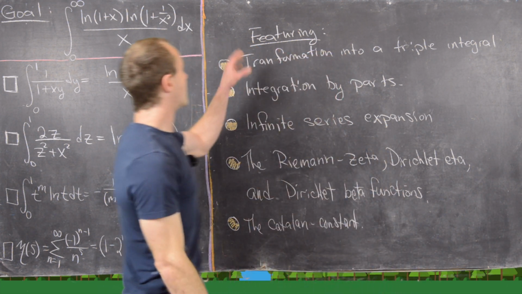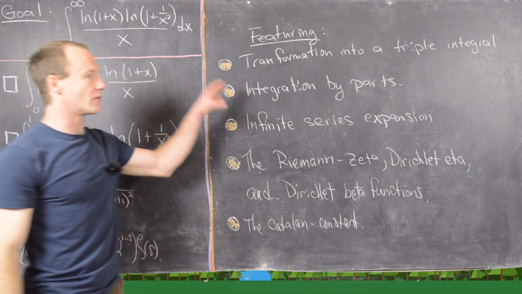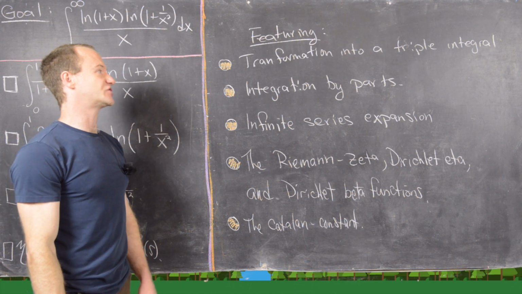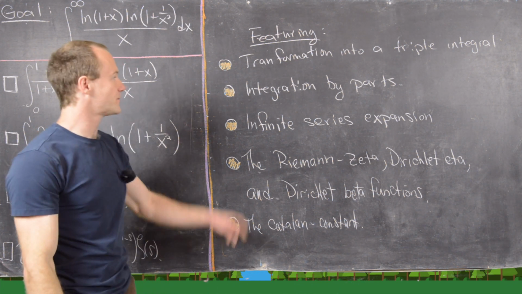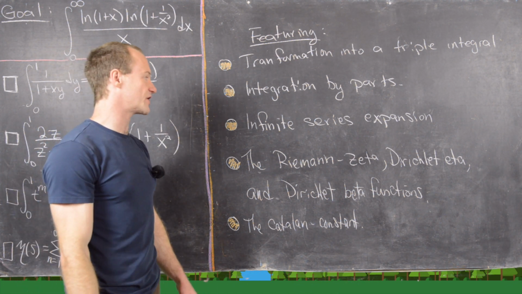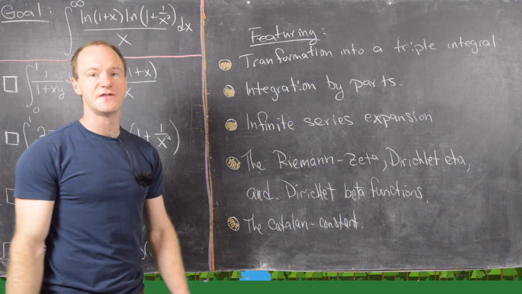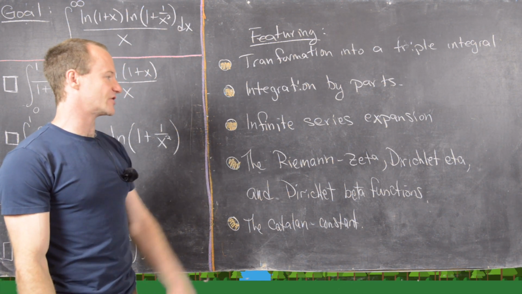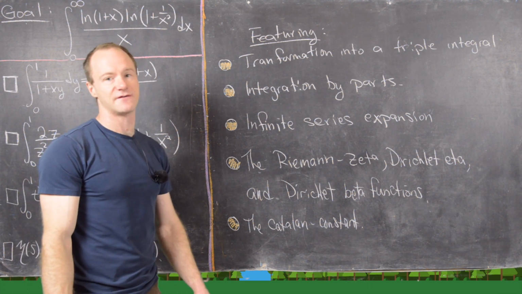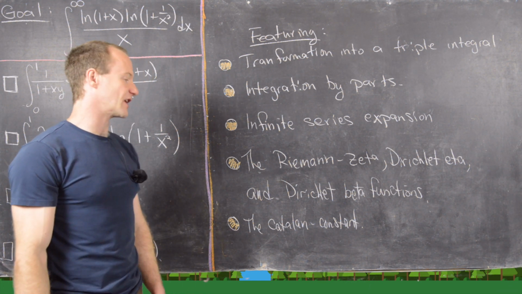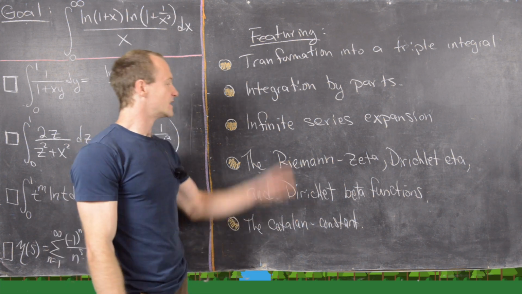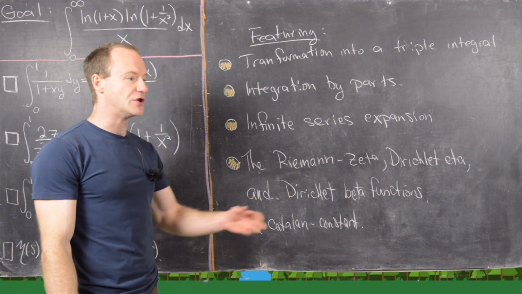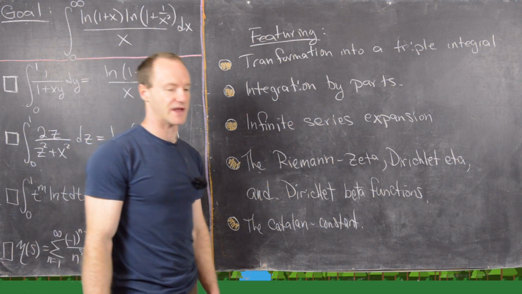And along the way, we're going to see the following things feature in this solution. The first is going to be transformation into a triple integral. Then we'll also use integration by parts. We'll do an infinite series expansion. We'll also see the Riemann zeta, Dirichlet eta, and Dirichlet beta functions. And finally, this thing called the Catalan constant. So this integral really provides us an opportunity to review and learn about a lot of different things.